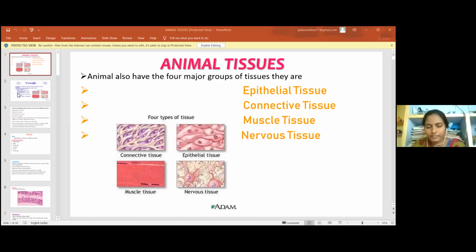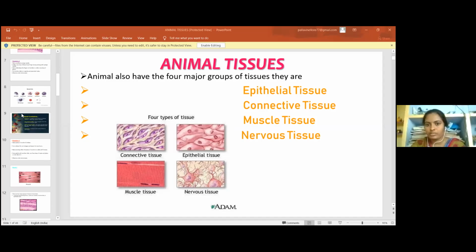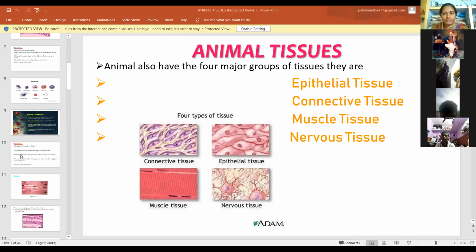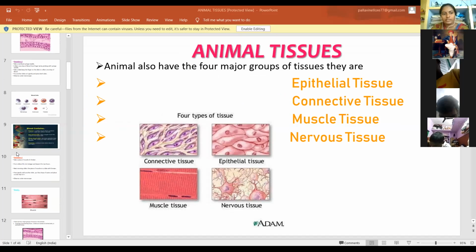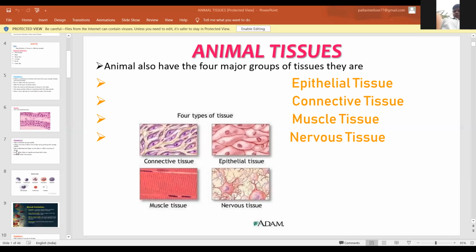Okay. There are four major groups of animal tissues. Number one is epithelial tissue, number two is connective tissue, number three is muscle tissue, and the last one is nervous tissue.